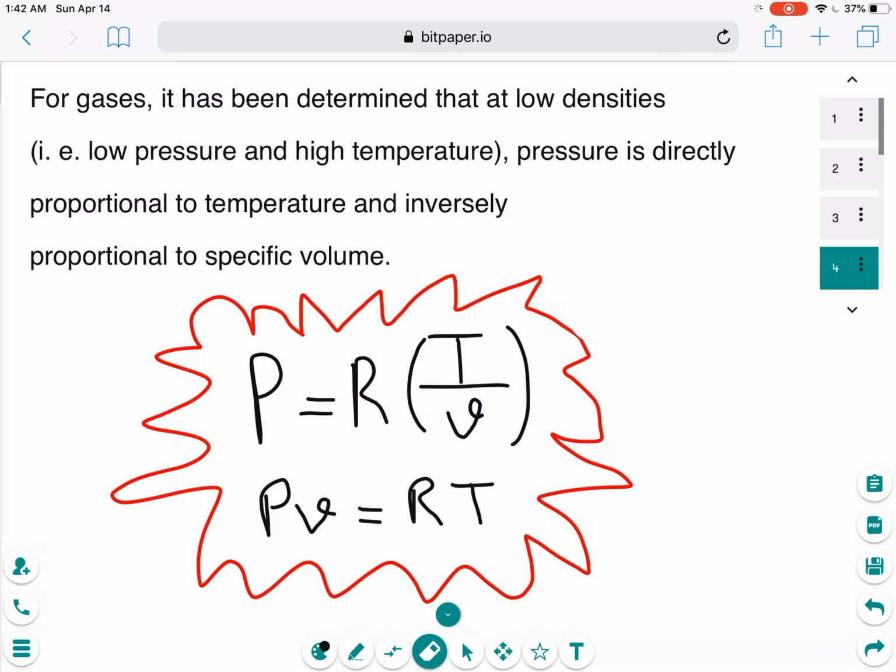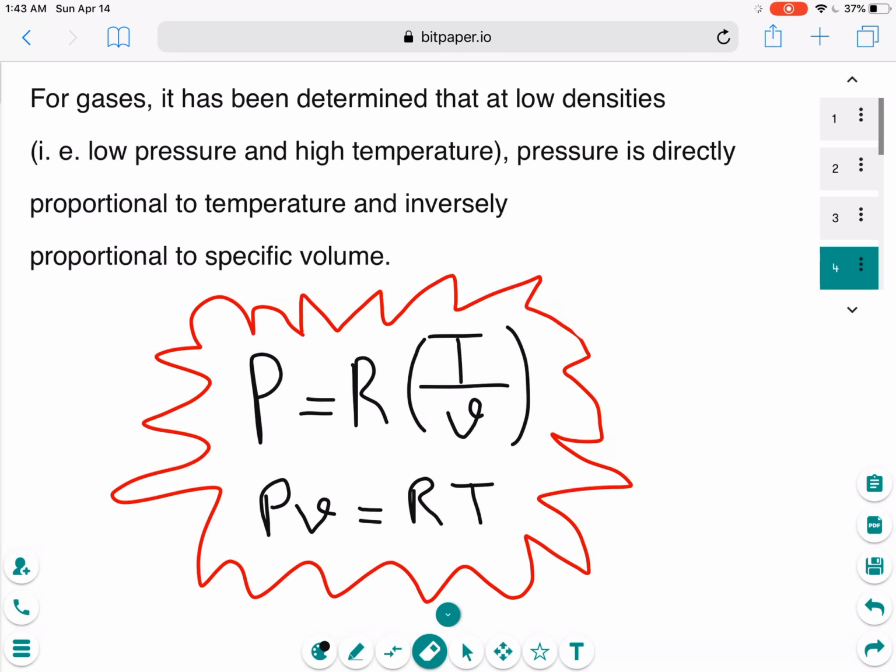For gases, it has been observed that at low densities, when we have low pressure and high temperature, the pressure under these conditions is directly proportional to the temperature and inversely proportional to the specific volume. We can see from the first equation that the pressure and the temperature are on the opposite sides of the equation, so they are directly proportional. Increasing the temperature will increase the pressure. Decreasing the temperature will decrease the pressure.